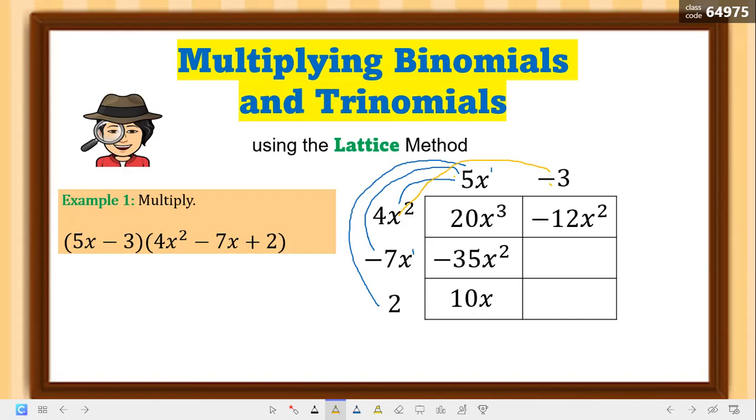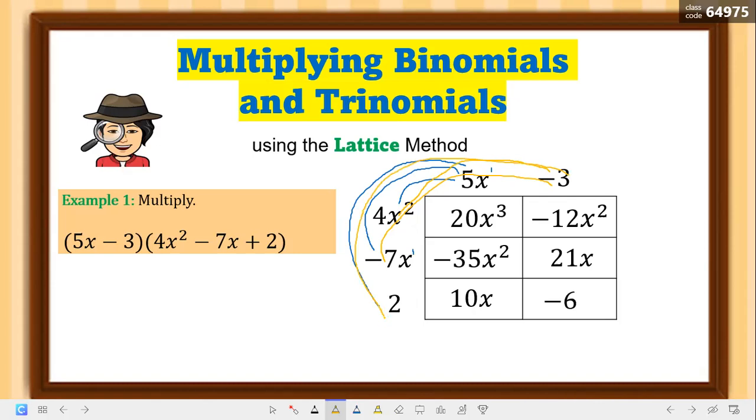Negative 3 times negative 7x. 21x. Wait, is it positive, negative? Positive. Okay, remember the negative becomes positive sa integers yun. Remember the same sign rule. And that is x lang siya. Wala kang i-add na exponent. And we have this negative 3 times positive 2. Negative 6. Okay, very good.